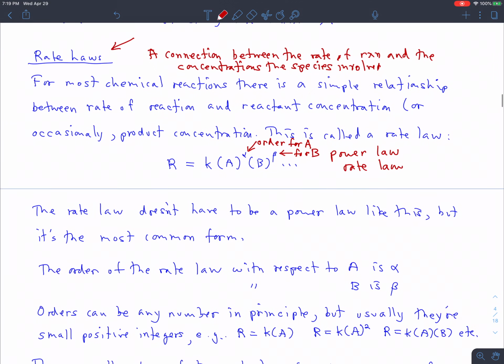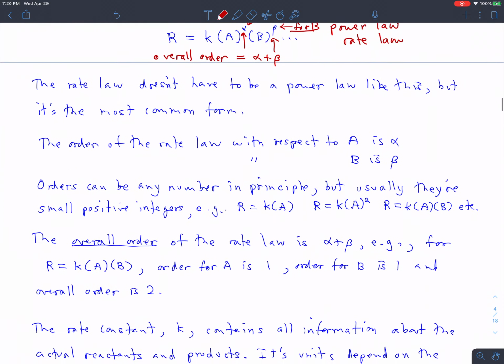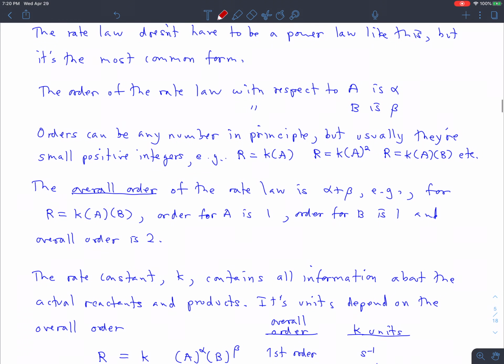There is a third type of order that's important. So I said that the power on A is the order for A. Power on B is the order for B. There's also an overall order, and that's just the sum of the two. Or if there were more terms, the sum of them all is the overall order. All right. That's just a bit of terminology.